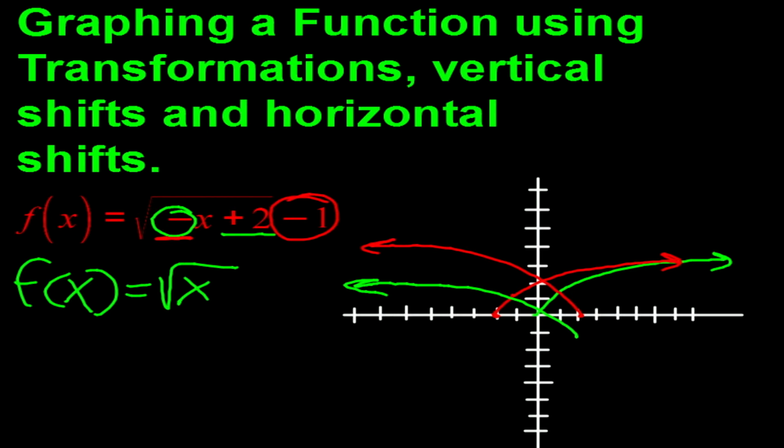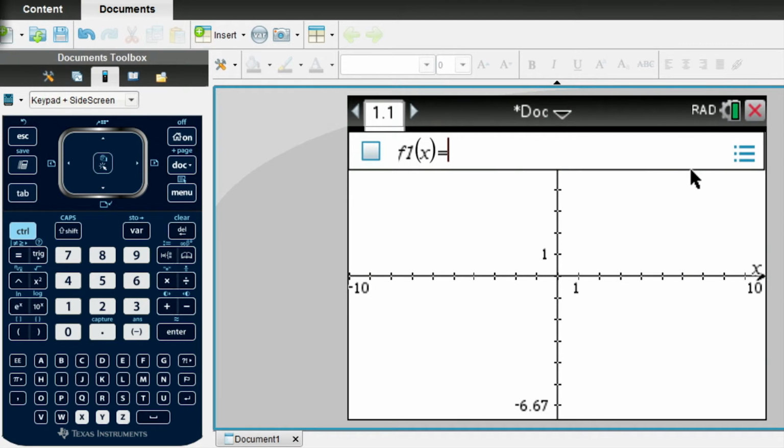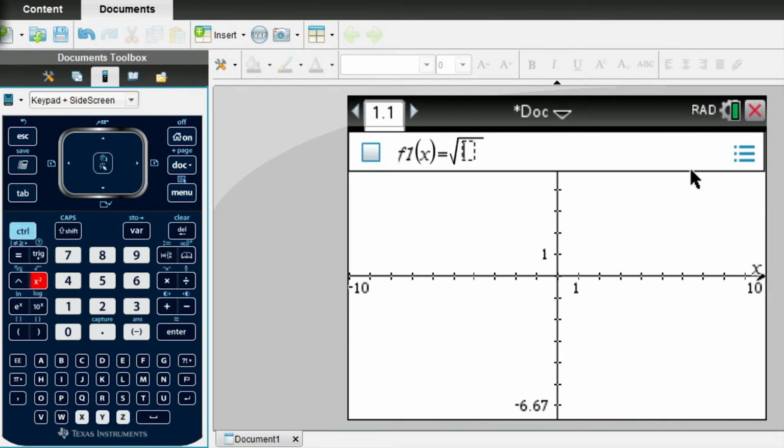Now, to verify that, I'm going to go to the TI Inspire to show you basically to verify this. So I've already got a function in there. To put that function in, it's going to be control and the squared function to give me the square root, the sign key, x plus 2. And then I have to arrow to the right to get outside of the function and subtract 1.